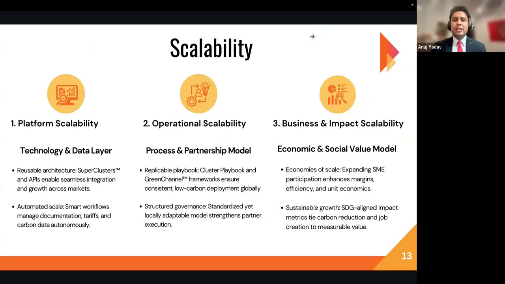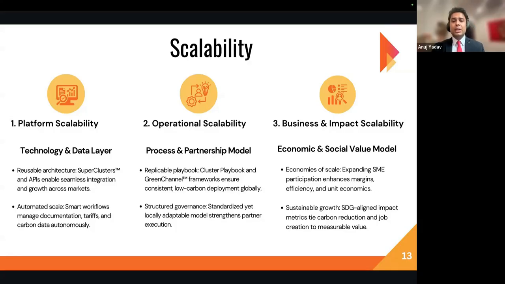Our solution is designed to scale in 3 ways. First, platform scalability. The tech backbone of Supercluster is modular, API-driven, and automated. That means it can be replicated anywhere in the world within 3 months. No new hardware, no downtime, just a digital twin blueprint that we can scale sustainably.